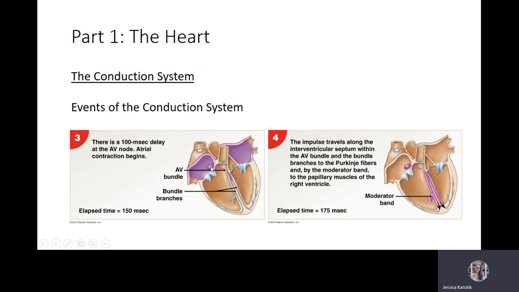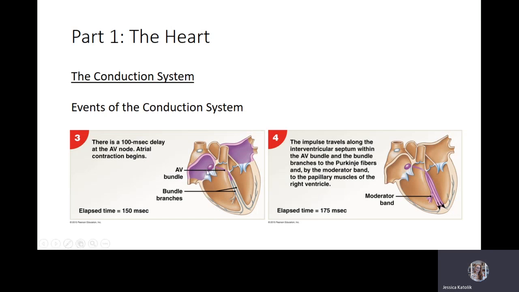At time 150 milliseconds, what will happen is that there's going to be a bit of a delay between the stimulation of the atria and then the contraction of the atria. Electrical impulses always come first, then mechanical action. So you got to stimulate the muscles to contract before they contract. So here we can see that they're contracting.